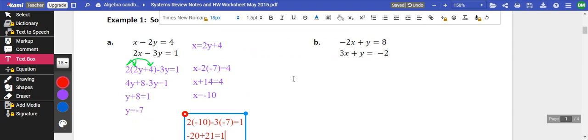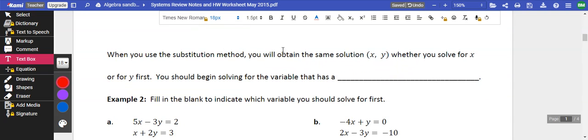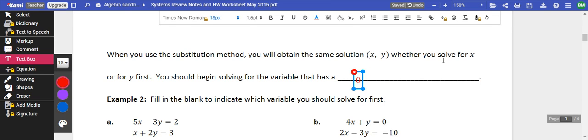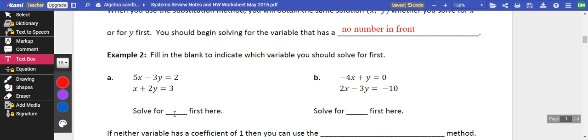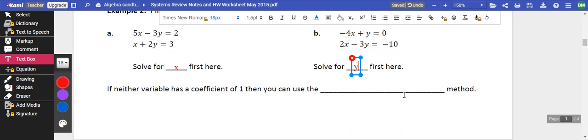So that is our substitution method, a review of it. We're going to go down. When you use substitution method, you will obtain the same solution, x comma y, whether you solve for x or y first. You should begin solving the variable that has no number in front. So we're going to indicate which variable you should solve for first. For A, we're going to say x. We're going to do that second equation because x is by itself. For B, we're going to do y. We're going to do that first equation there.